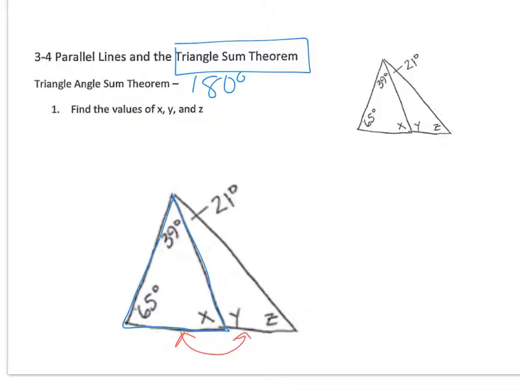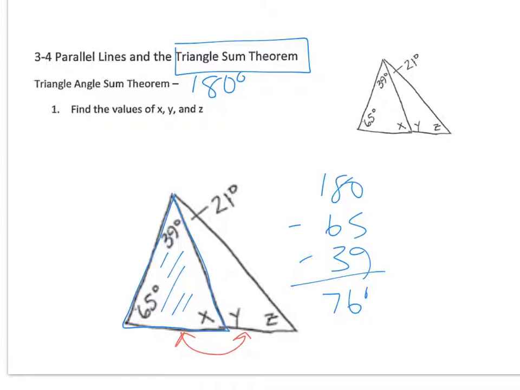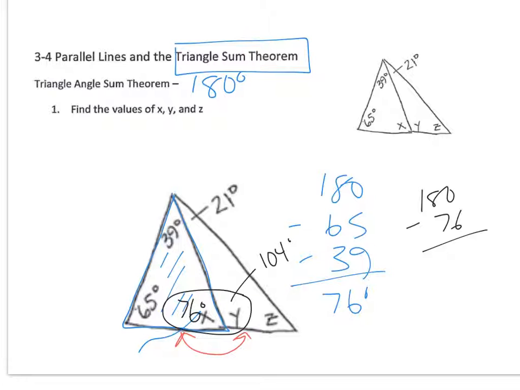So for the blue triangle, what I would do is 180 minus 65 minus 39, and you get 76 degrees. So x right here is 76 degrees. Write it in your diagram. So x and y add up to 180. So 180 minus 76 is going to get you y. So 180 minus 76 is 104 degrees. So y is equal to 104.